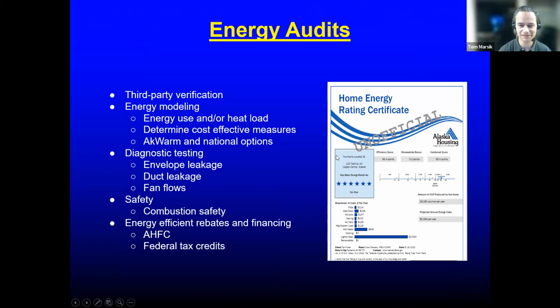So how do you know if a heat pump is the right choice for you at the present time, or if there are other things that maybe you should do first to your building? The best way to find out, or one of the best ways, I should say, is to get an energy audit.